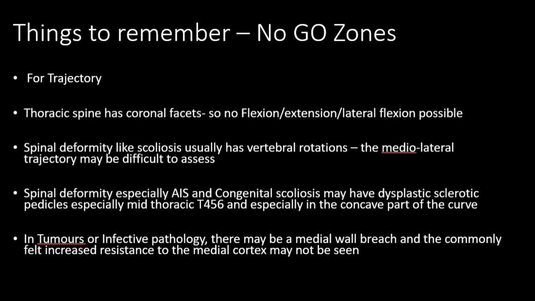No-go zones for trajectory in the thoracic spine. There is no flexion extension because of the coronal facets. In most of the scoliotic deformities, there is vertebral rotation, so the medial lateral trajectory may be difficult to assess. So you have to be really careful. But even then, the things which are mentioned above hold: craniocaudally, the axis of the pedicle is perpendicular to the superior articular process or the posterior elements.